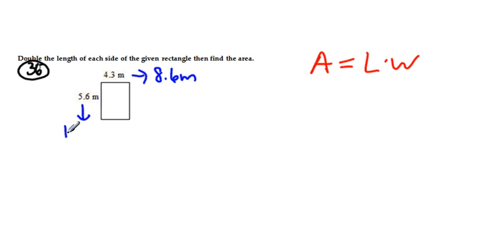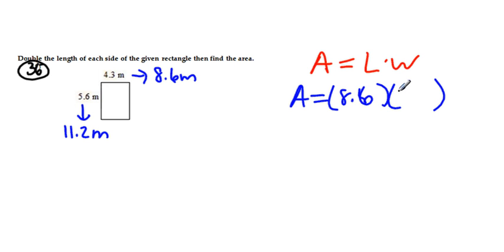5.6 meters becomes 11.2. And now we are just plugging it in. Area equals length times width. 8.6 times 11.2. Plug this into our calculator. Let it multiply. We get 96.32.